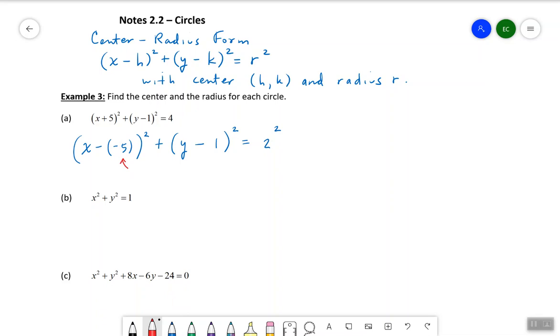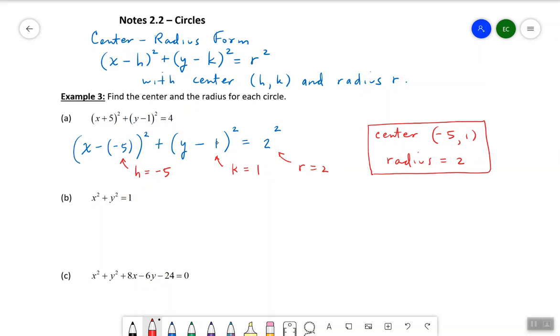Now if we write it out like this, then hopefully we feel pretty good that h is negative 5 and k, the y coordinate of the center, is a positive 1, and then the radius is 2. So center at negative 5, 1, and radius equal to 2.